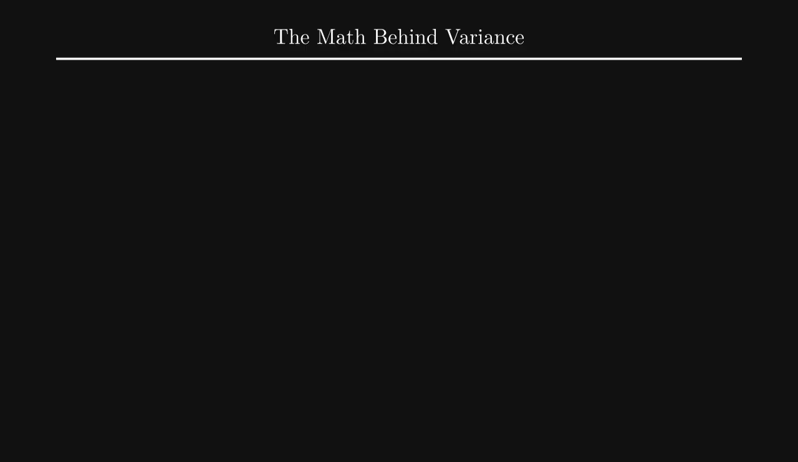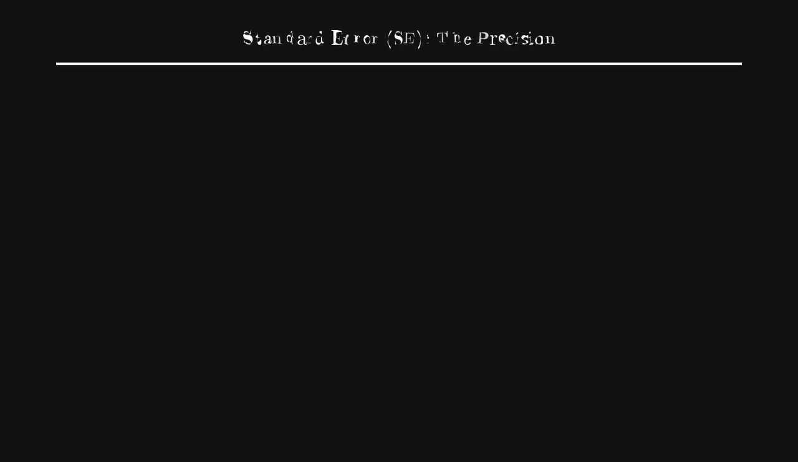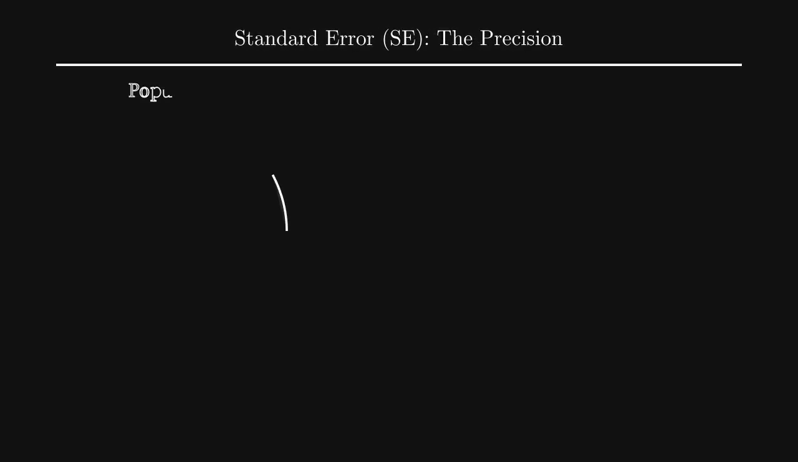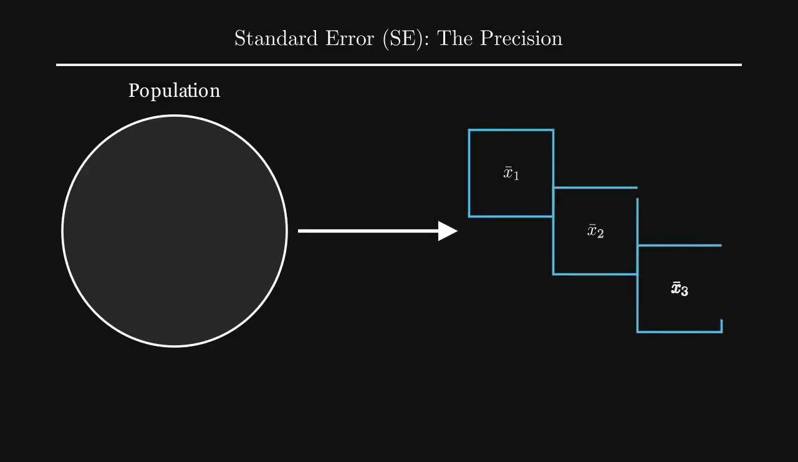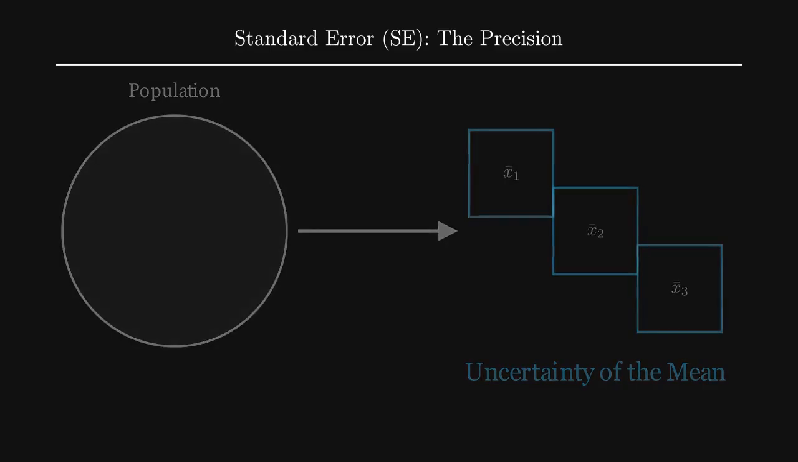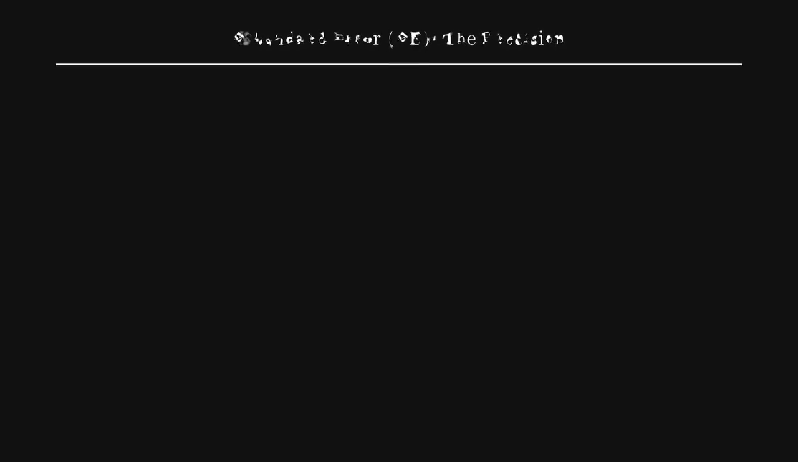Now, let's shift our perspective to the standard error, or SE. The standard error is not about individual data points, it is about the precision of an estimate. Usually, we refer to the standard error of the mean. It tells us how much the sample mean would fluctuate if we were to repeat the experiment many times using different samples from the same population. It represents the uncertainty in our estimation of the true population mean.